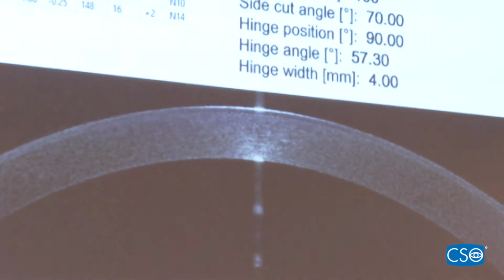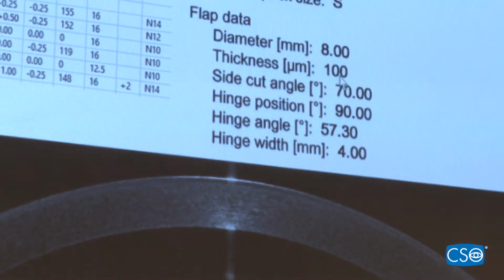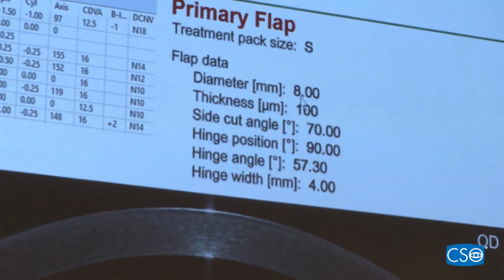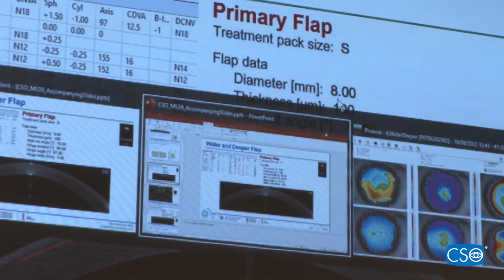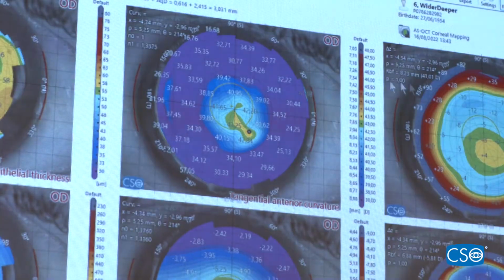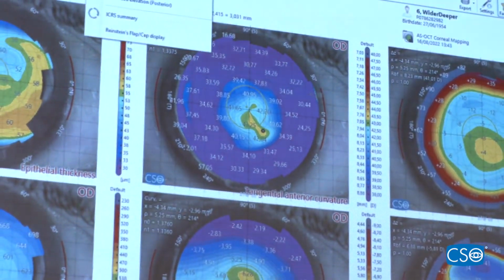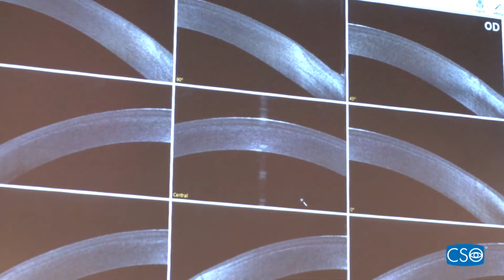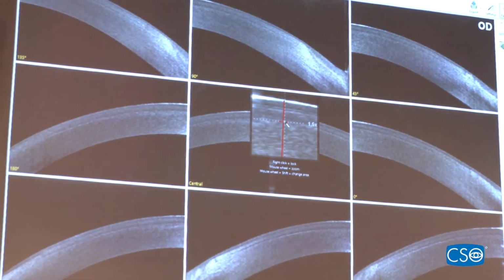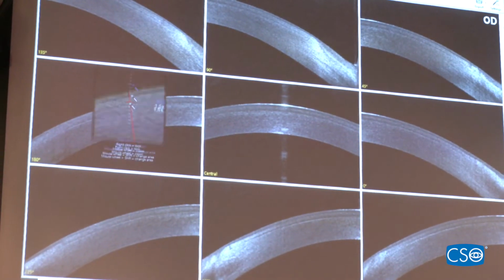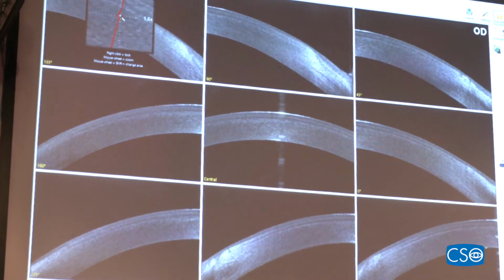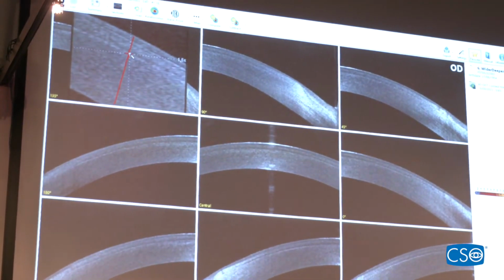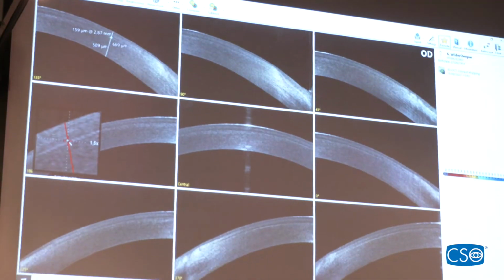So the primary flap programming was a 100 micron flap, in an 8mm diameter. So it's somewhere in there, right? It's somewhere in there. So I'm going to go to the software now, and we're going to look at the display. Now, you can see that there is this hypo-reflective zone. And that is actually where you can make this window larger or smaller by holding the Shift key. And so I'm going to kind of map it around here.